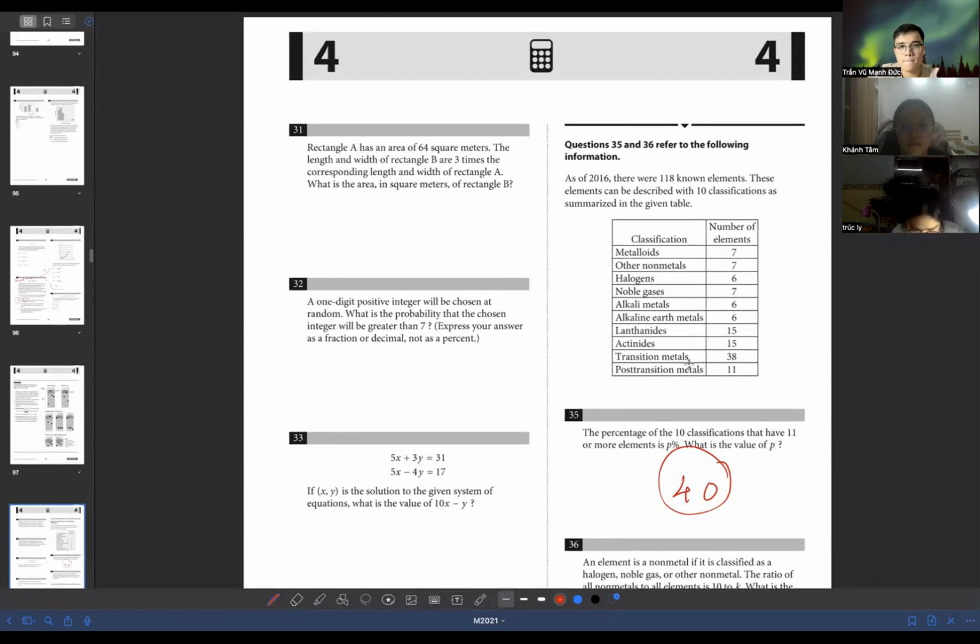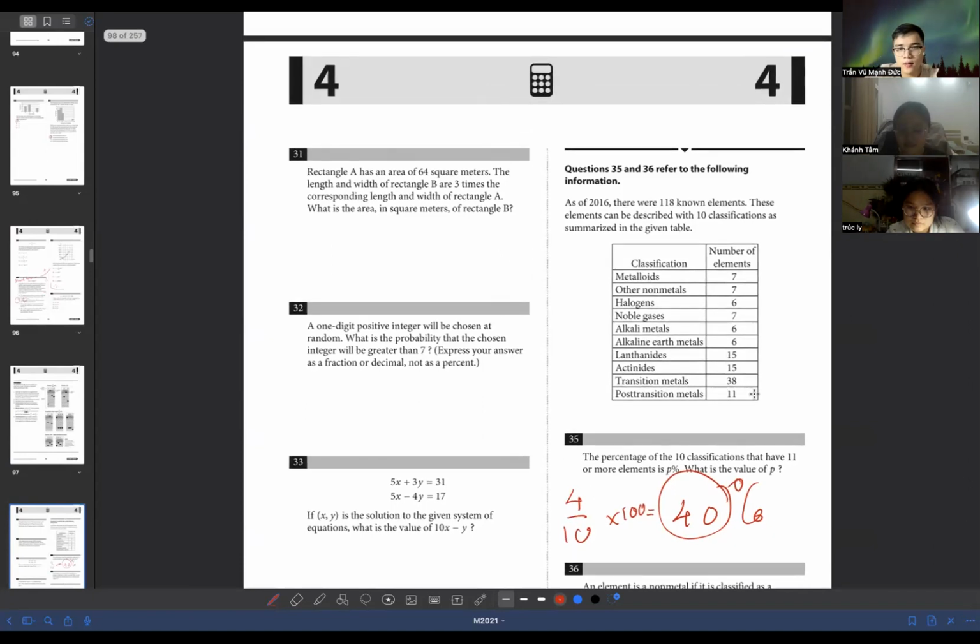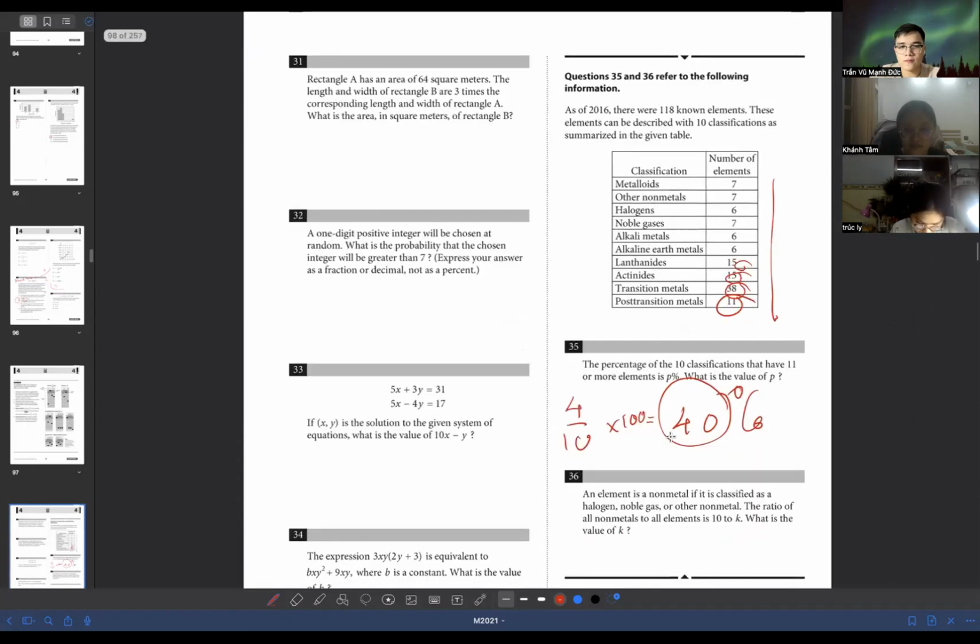The large population is 10, and the classification that have 11 or more elements is 4, and therefore 4 divided by 10, multiplied by 100%, equals 40%. Let's see, the percentage of 10 classifications that have 11 or more elements. So this is 1, 2, 3, 4, and here's 10. All right, very good, 40%.